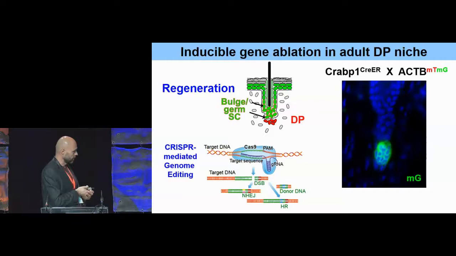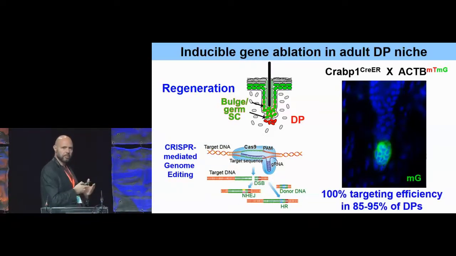We can now get 100% targeting in close to 90% of the DPs. And so we're very excited about this, and we're going to publish this hopefully soon, but we'll be happy to share these mice on a collaborative basis.